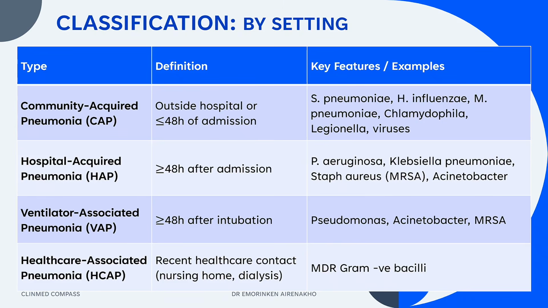Ventilator-associated pneumonia. This is a subset of hospital-acquired pneumonia. Occurs 48 hours or more after intubation. Organisms include Pseudomonas, Acinetobacter, and methicillin-resistant Staph aureus, and more.